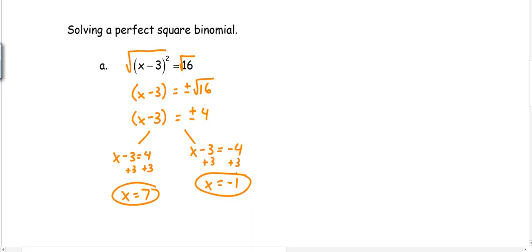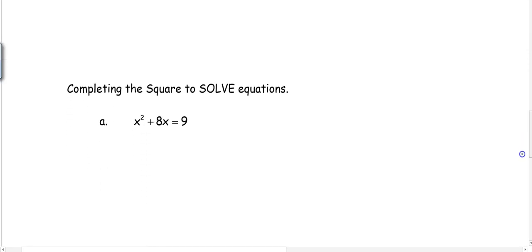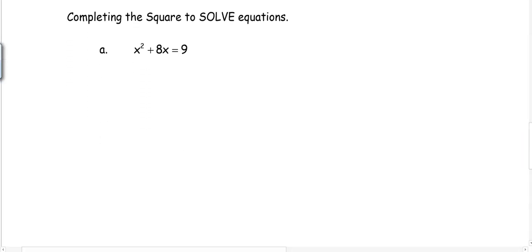So let's take this idea of completing the square and solving to our last few examples. When completing the square, make sure that your constant value is on the other side of the equal sign. In this case, 9 is on the other side of the equal sign. So I'm going to rewrite this and leave a space for my c value that I need to find: x squared plus 8x plus blank equals 9 plus blank.